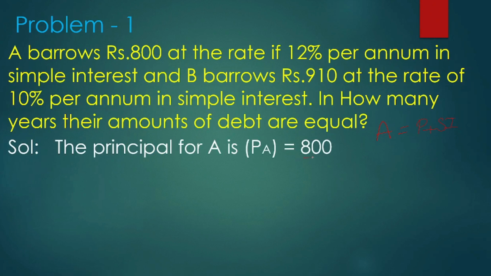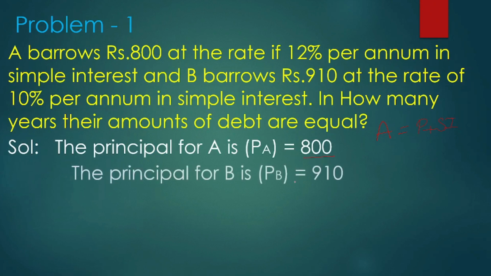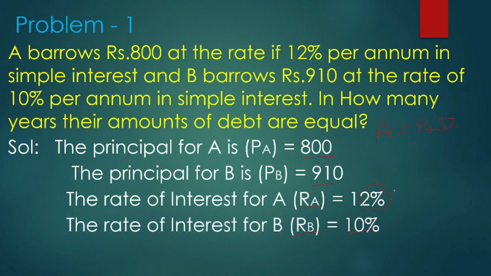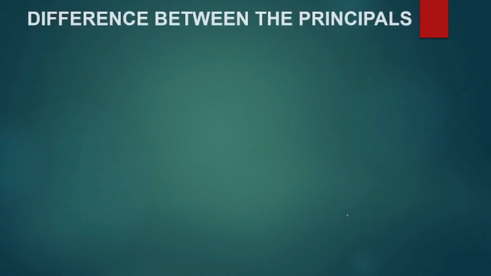So here observe the principal amount of A is 800 and the principal amount of B is 910. So A has a smaller amount than B. But the rate of interest for A is 12% and for B is 10%, so A has a higher percent than B. Let us observe the difference between the two principals: principal of B minus principal of A, 910 minus 800, which is 110 rupees.